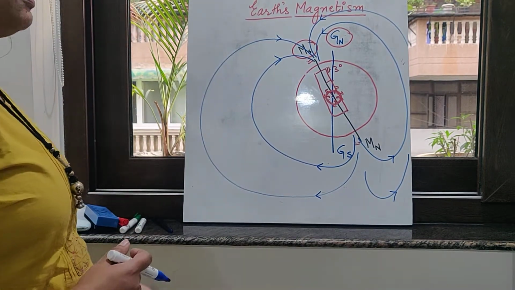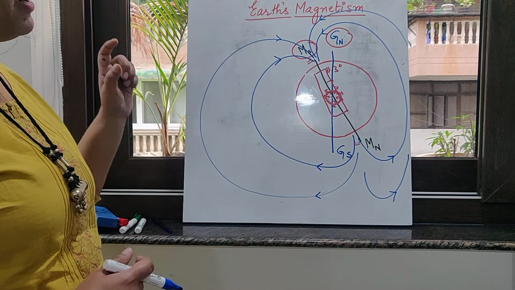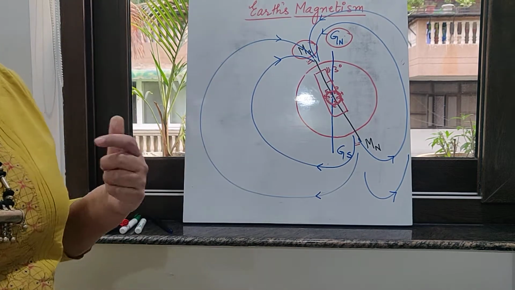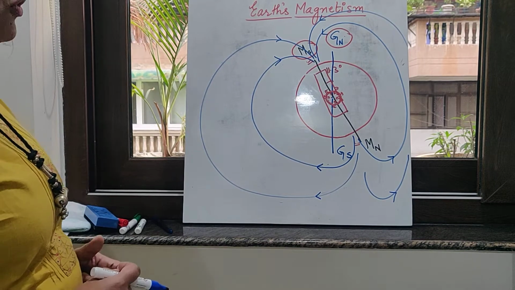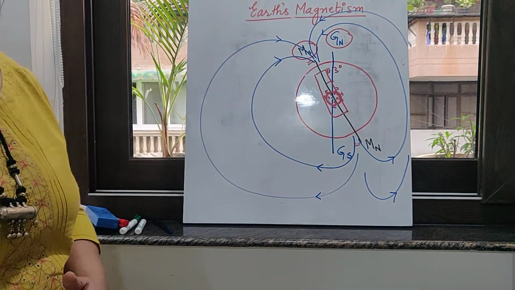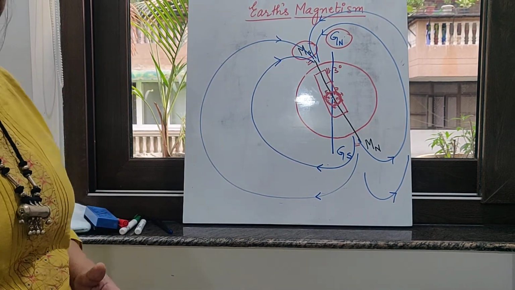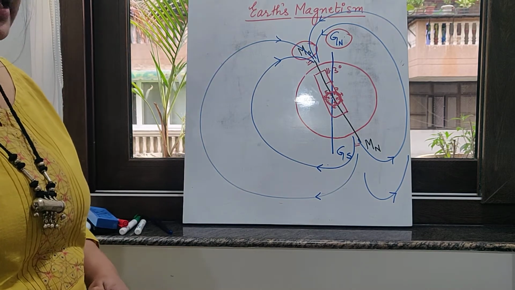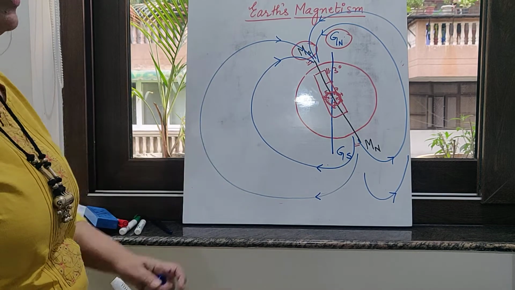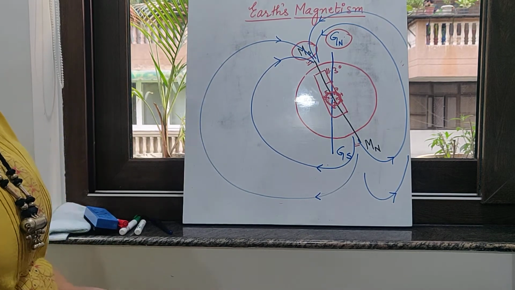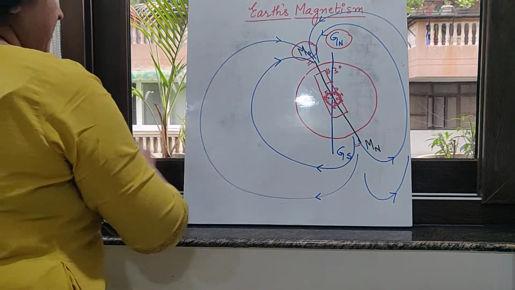Then in order to find out how much is the Earth's magnetic field at a particular point, we have to know certain quantities, and these quantities are known as the elements of the Earth's magnetic field. So I'm erasing this, you can write down elements of Earth's magnetic field.